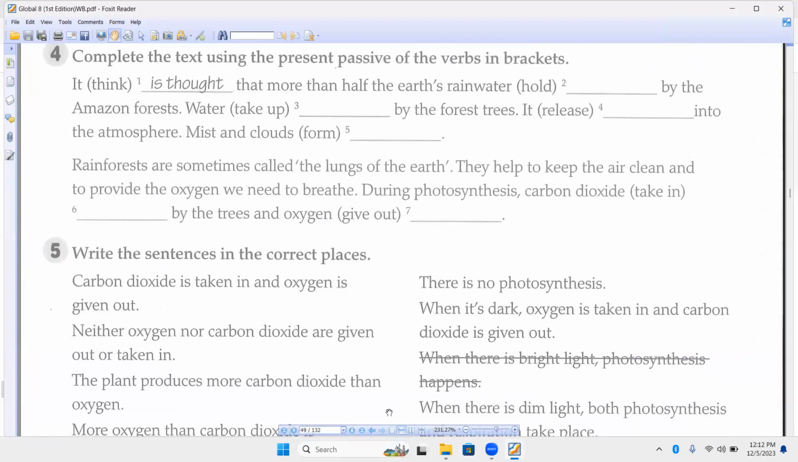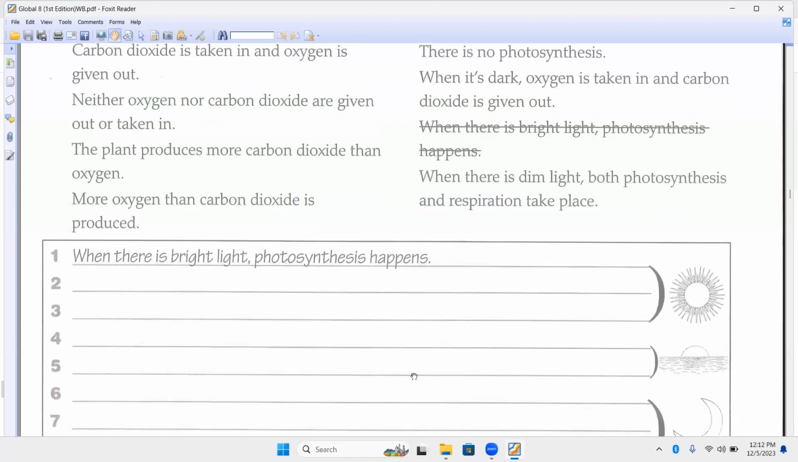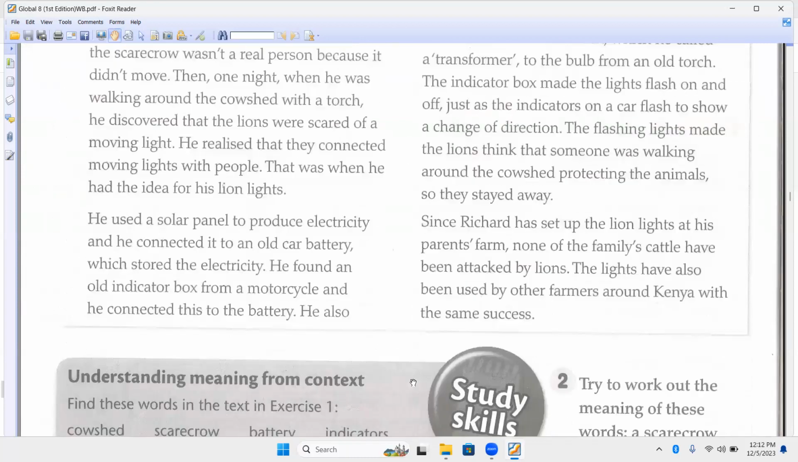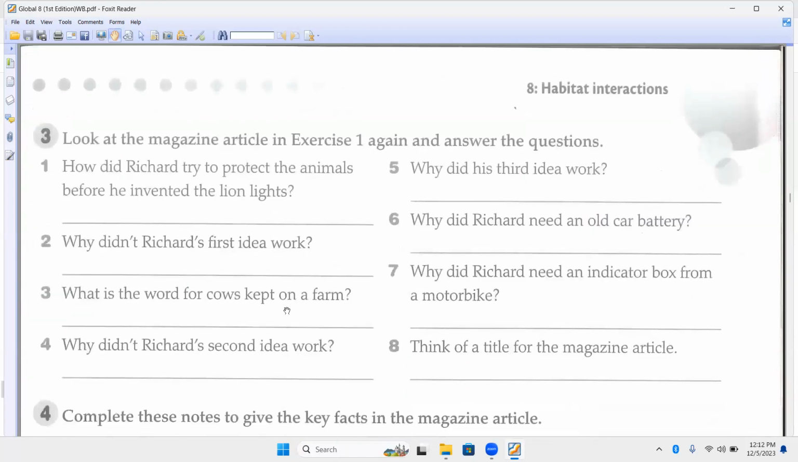Number four. What's wrong with the girls? Oh, yeah. Ben, are you with me? Number four. Yeah. Yes, what book? I'm checking homework. This one. This page. Page number 49, everybody.